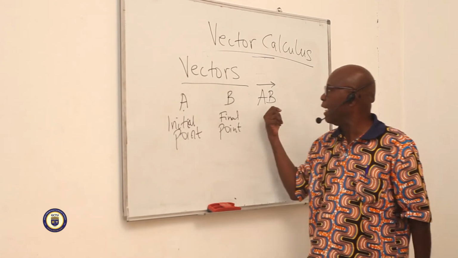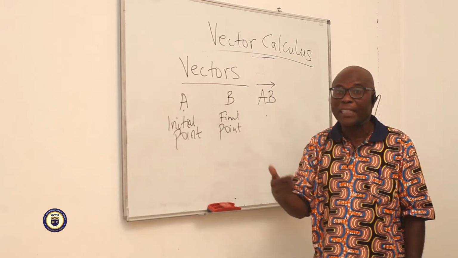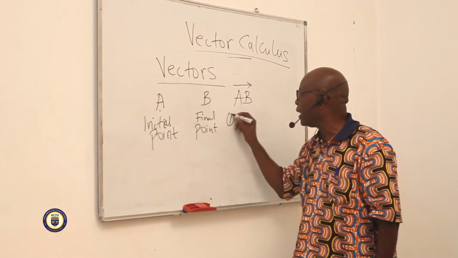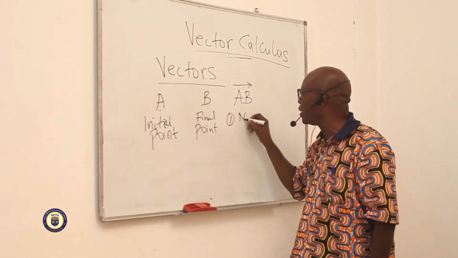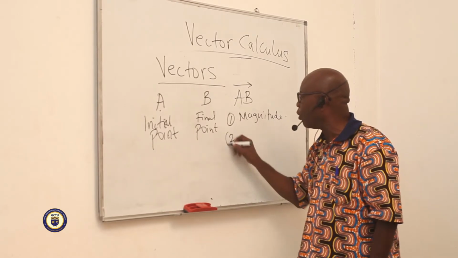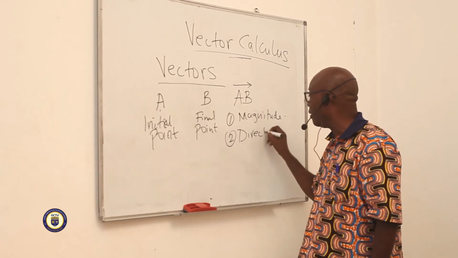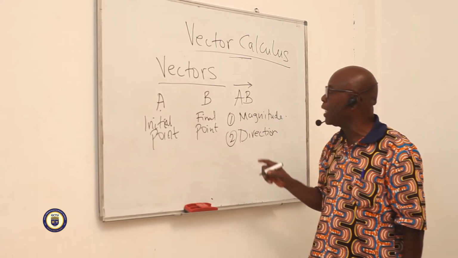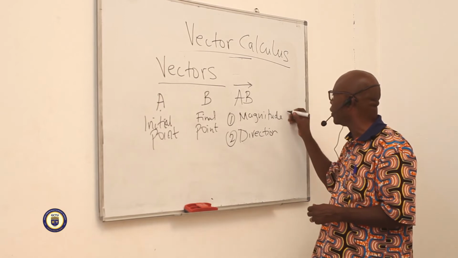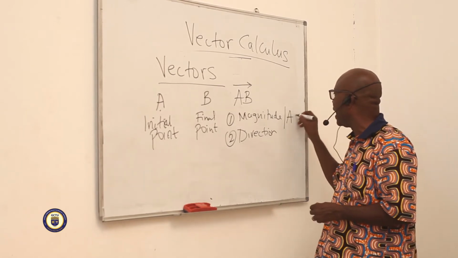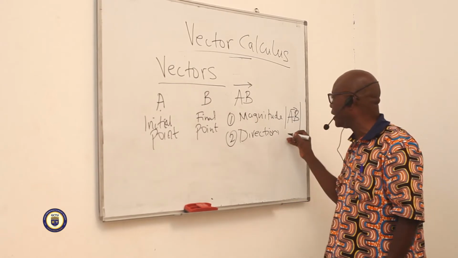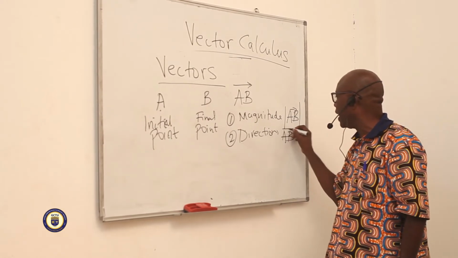And so this is a vector, and we said that a vector has two quantities. They have magnitude, and they have what we call direction. So if you are looking at vector AB, the magnitude is denoted as magnitude of AB, and the direction is what we have seen, direction AB.